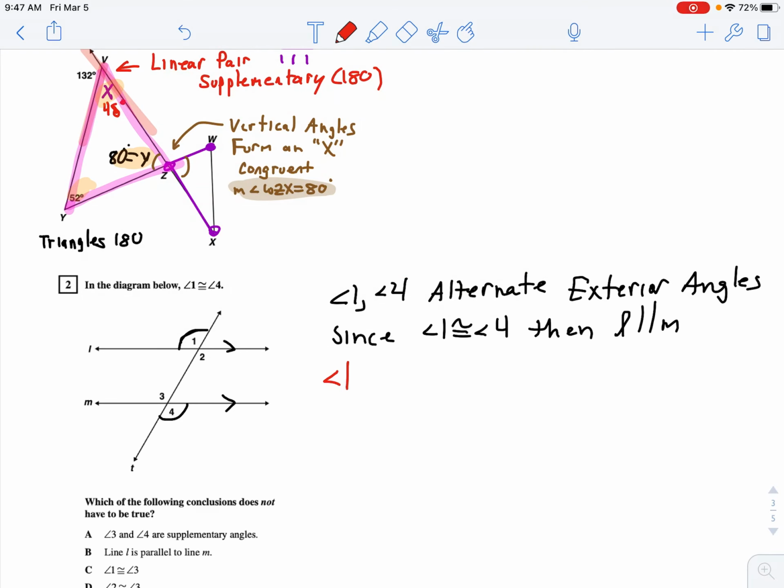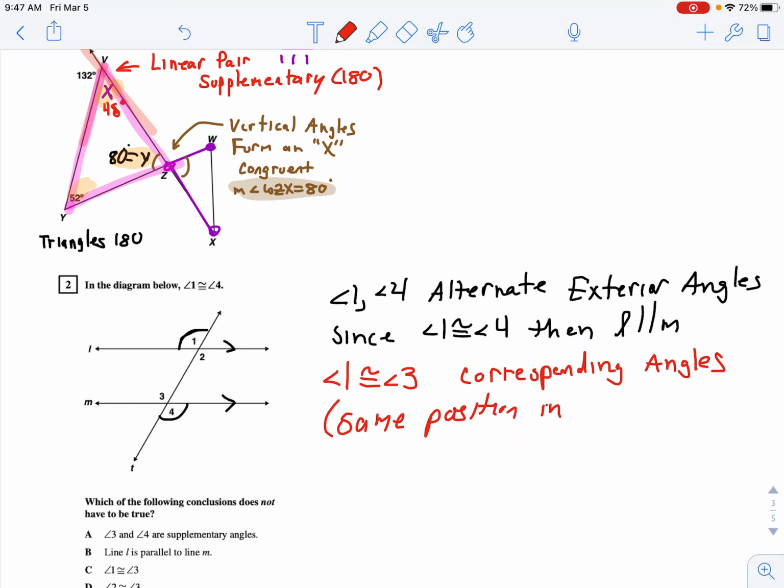That means angle 1 is congruent to angle 3 because they're corresponding angles. All right, remember, same relative position. Same position. That says same position, and I always spell neighborhood wrong. Is the I before E? No one knows. All right, in this case, they're both in the top left, so angle 1 is congruent to angle 3.